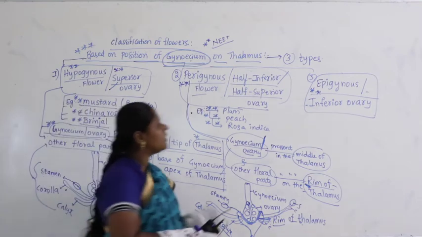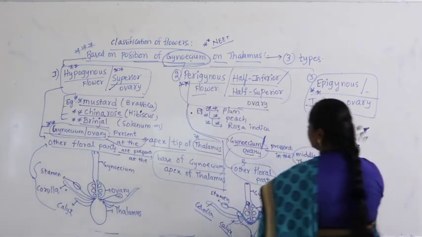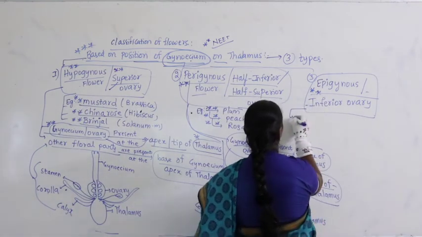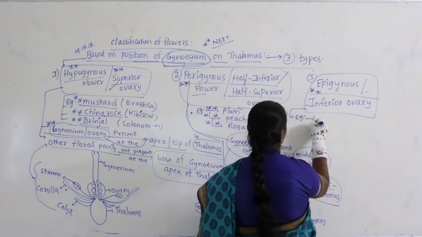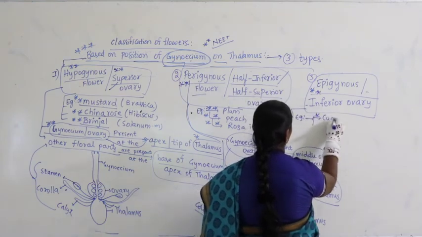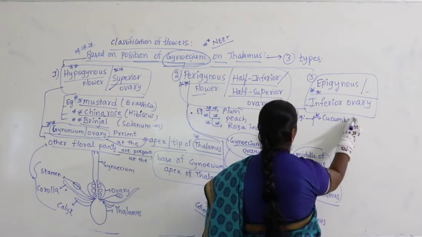Now, let us go with the third category, epigynous, or it is called inferior flower. Let me give you examples here: cucumber and guava.